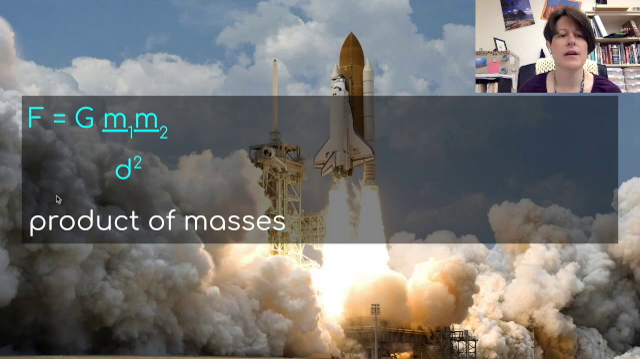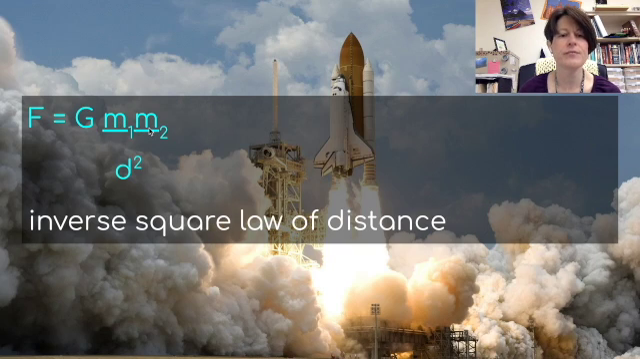In the second box, we can see that this is the product of masses. So force is directly proportional to the product of the masses, the mass of object 1 times the mass of object 2. It is an inverse square law of distance. So the force is inversely proportional to the distance, but the distance squared. So remember, we called that an inverse square law.